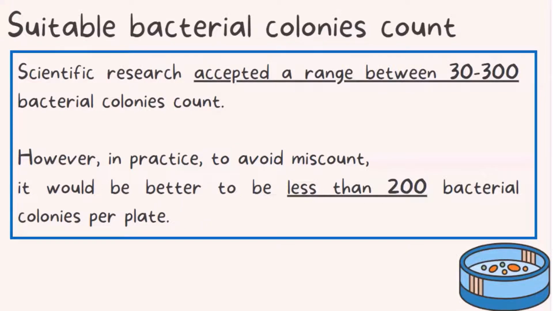Before we move on to the calculation, I just want to remind you what are the suitable bacterial colony counts. If you research a little bit more, some scientific research will accept a range around 30 to 300 bacterial colony counts. However, in practice, we recommend you to have less than 200 bacterial colonies per plate in order to avoid what we call miscounting. Just some suggestions.